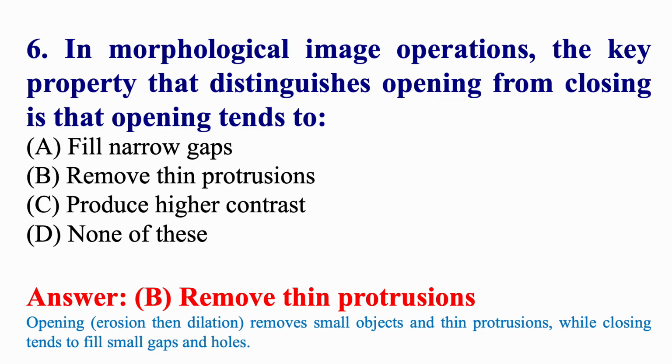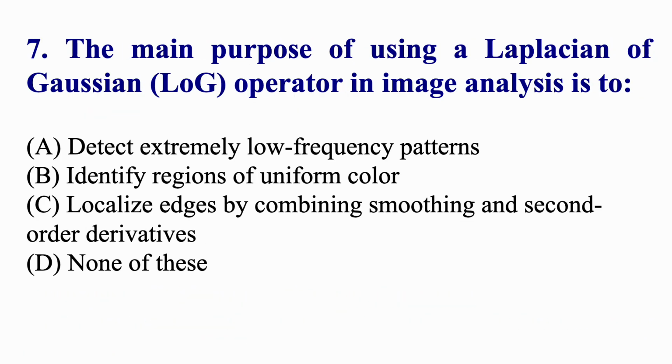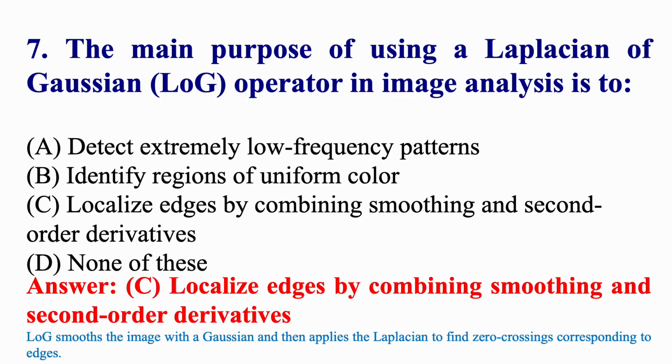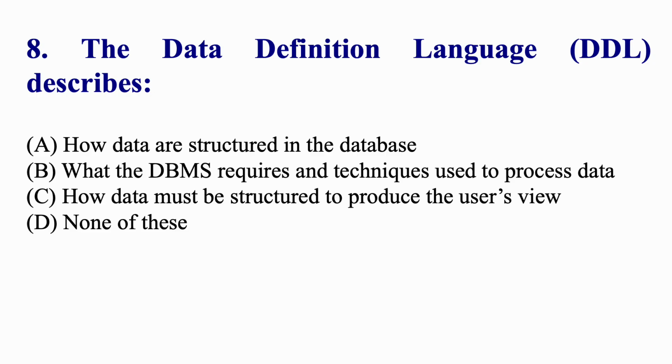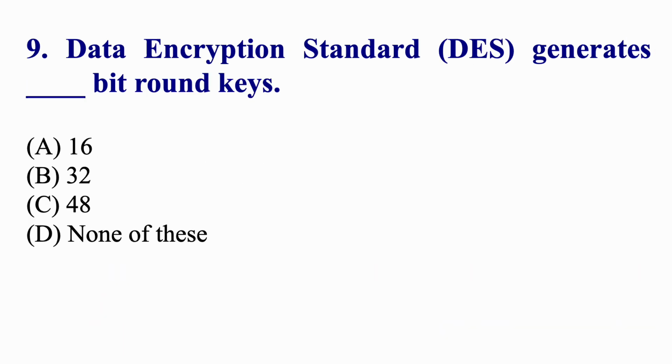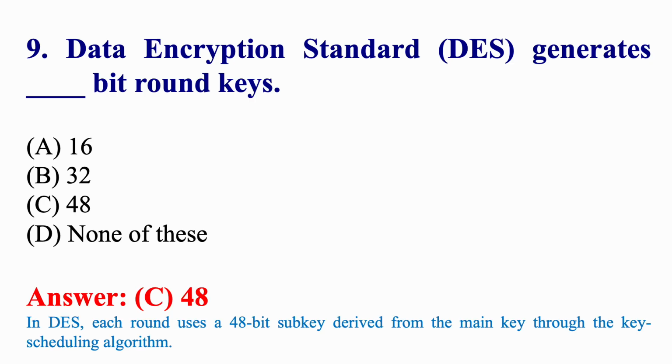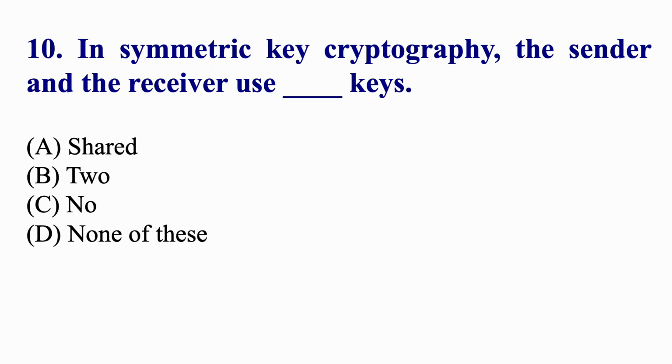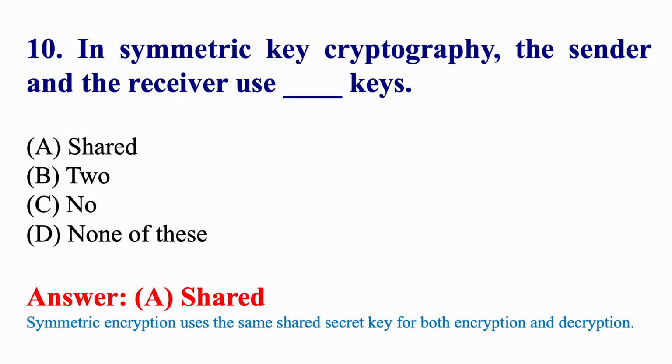remove thin protrusions. The main purpose of using a Laplacian of Gaussian (LoG) operator in image analysis is to localize edges by combining smoothing and second-order derivatives. The data definition language (DDL) describes how data are structured in the database. Data Encryption Standard (DES) generates dash-bit round keys: 48. In symmetric key cryptography, the sender and the receiver use dash keys: shared keys.